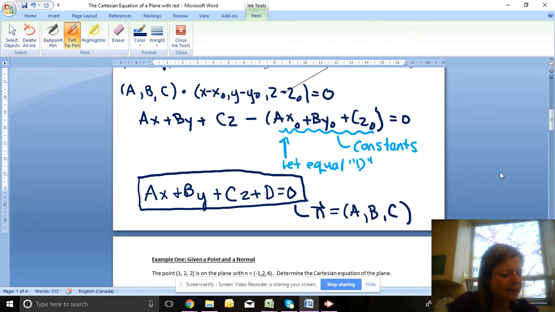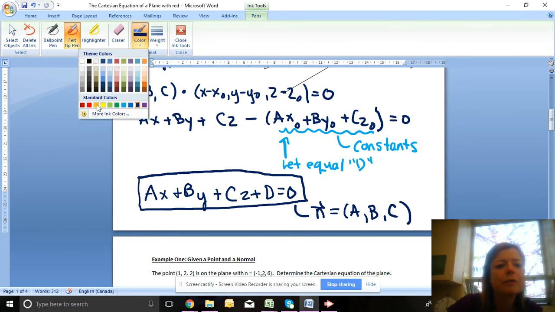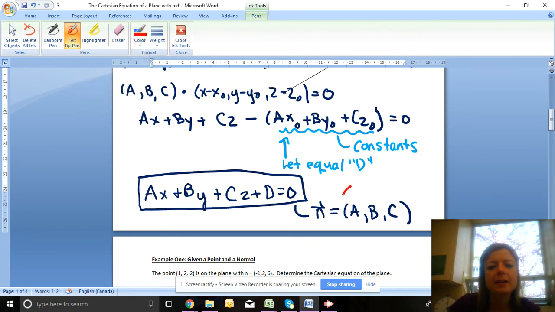What is also important to understand is that this is a non-zero vector. And this is important: it's perpendicular to all vectors on the plane.